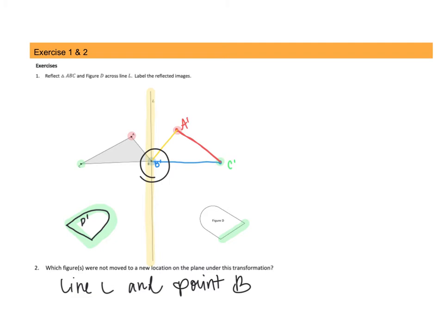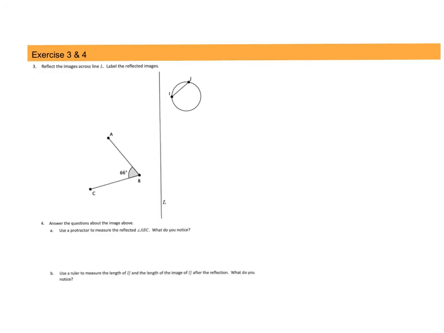One thing I want you to note is there's no measurements here, but if we were to measure it, our lines would be the same length on both sides. Our angle degrees would be the same on both sides. And that's because reflections preserve those lengths and those angle measurements. Okay, moving on.